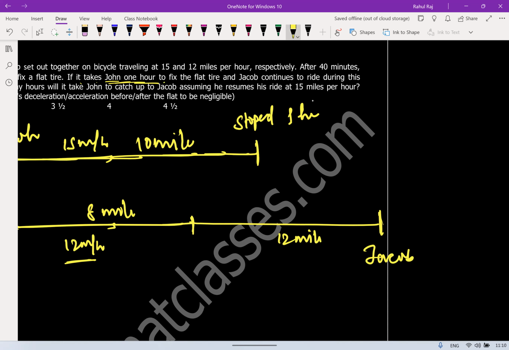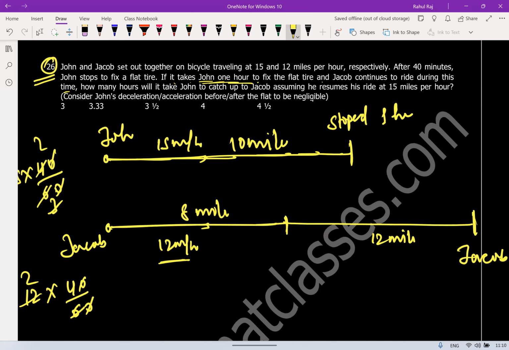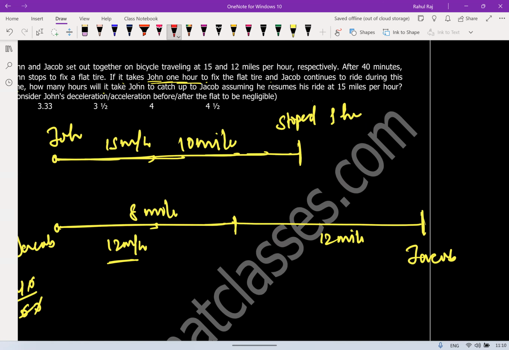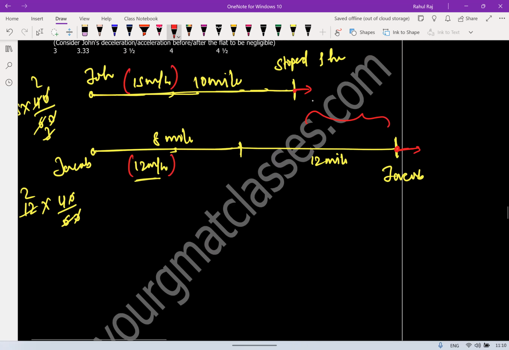So if it takes John 1 hour to fix the flat tire and Jacob continues to ride during this time, Jacob has reached this point. How many hours will it take John to catch Jacob? So please understand, now after 1 hour he resumes his ride. Considering John's speed is 15 miles per hour and Jacob's speed is 12 miles per hour, John will catch Jacob for sure. So when John starts to move after 1 hour, Jacob is right at this place. Now Jacob is moving over here. So what is the gap distance? Gap distance is this. So the time taken by John to catch Jacob would be what?